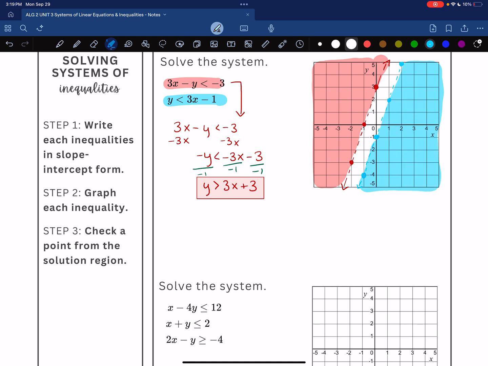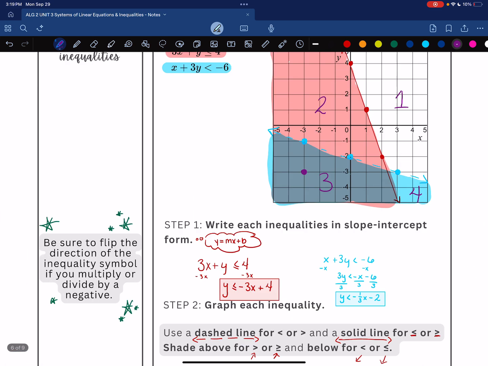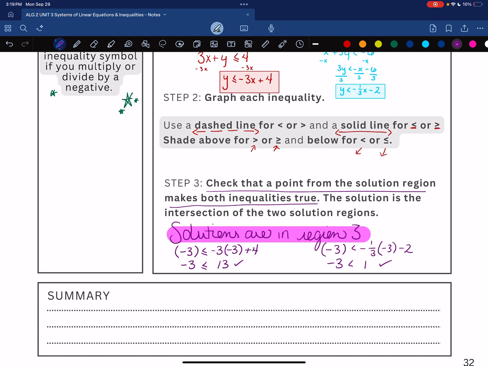Okay. Now this is interesting and different from our last one. That's why I wanted to include this example. We kind of have 3 different regions here. We've got this completely red, this region with no shading at all, and this third region that's only blue. So what's unique about this is there is no overlapping. There's no points that make both inequalities true.